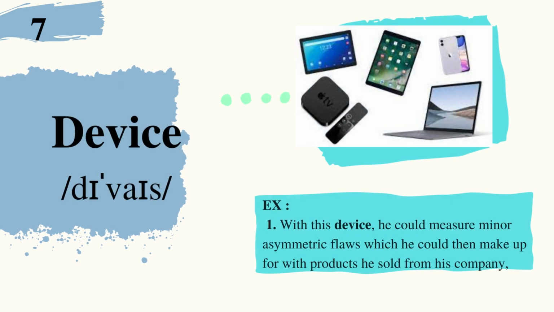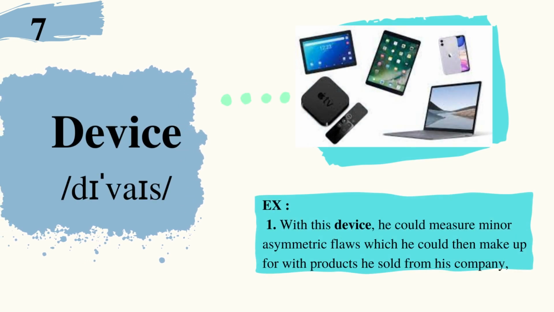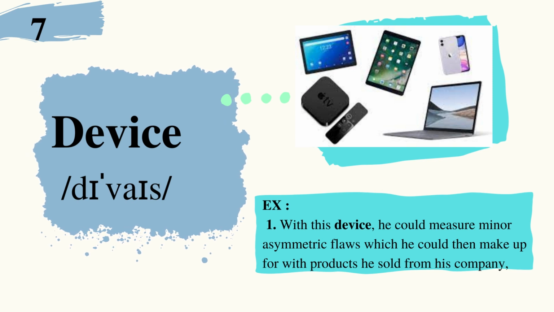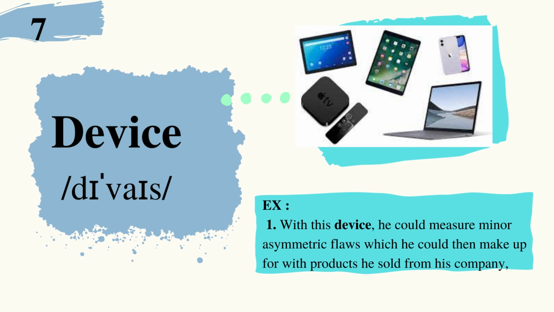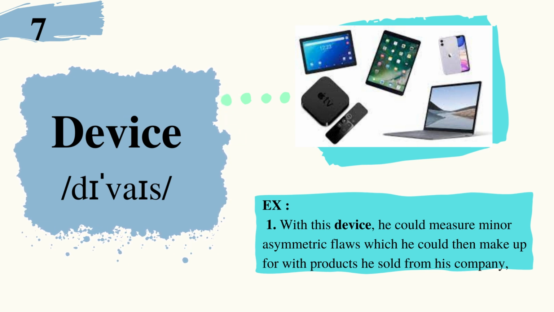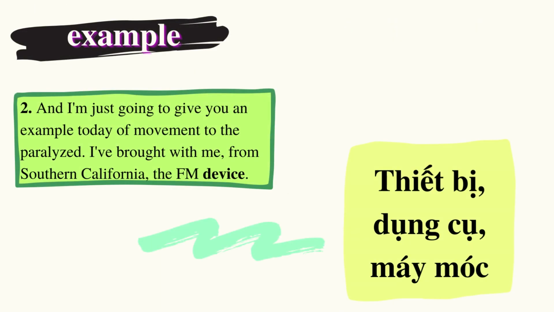7. Device. Device. Example. With this device, he could measure minor asymmetric flaws, which he could then make up for with products he sold from his company. And I'm just going to give you an example today of movement to the paralyzed. I brought with me from Southern California the FM device.